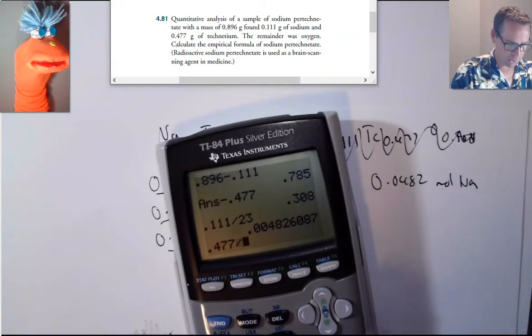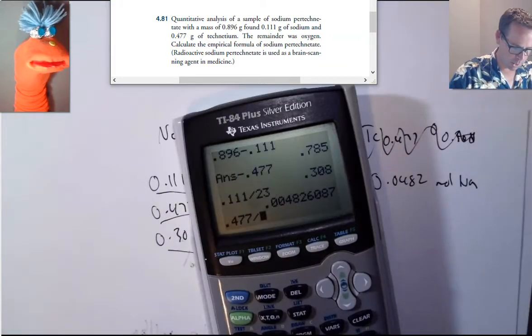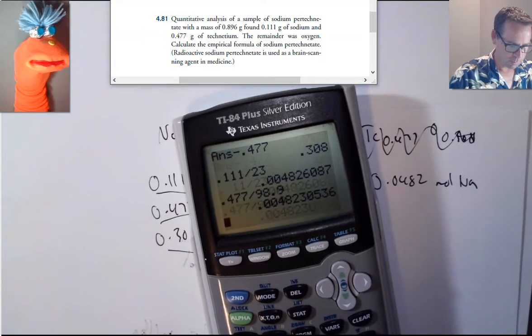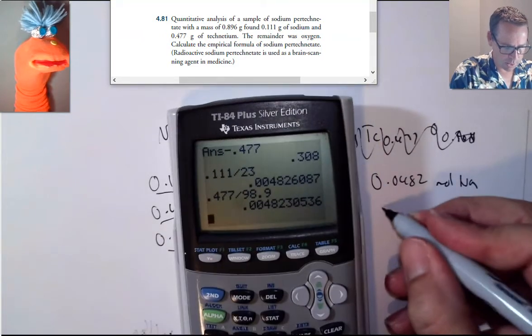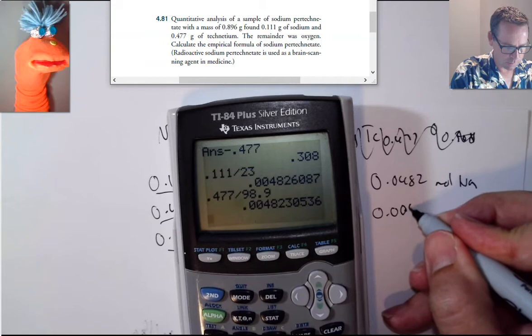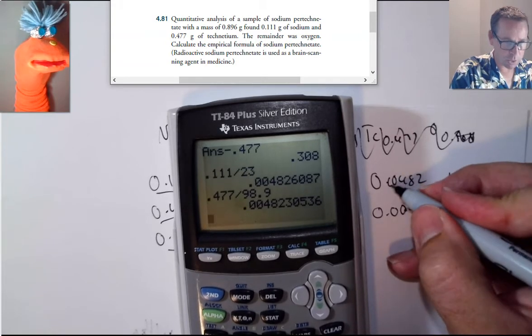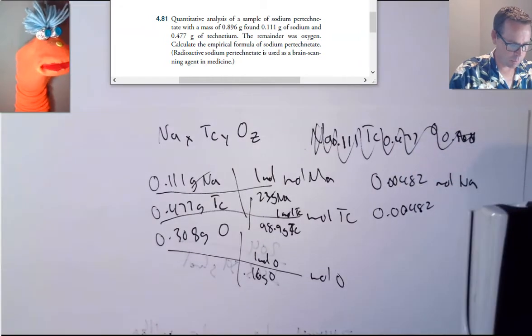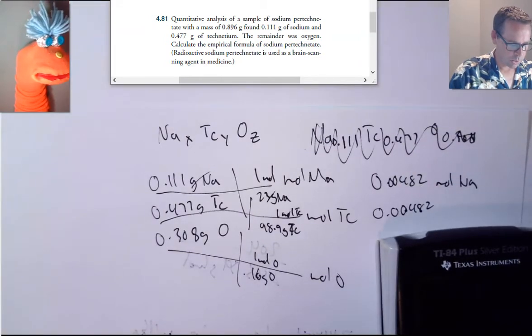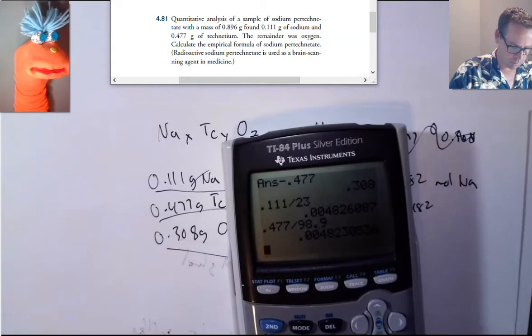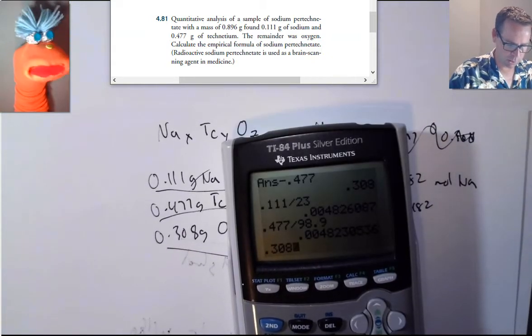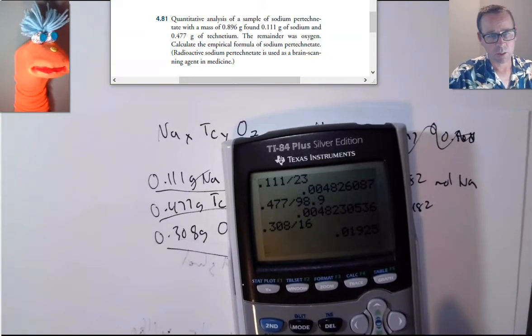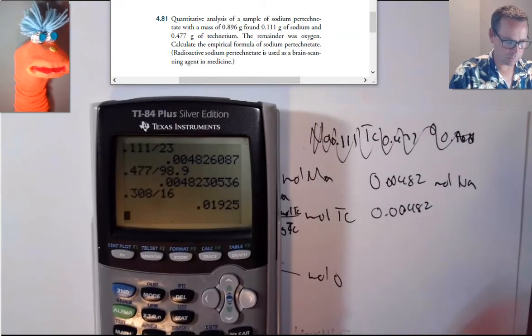0.477 divided by our 98.9. 0.00482. That's nice. Wait. Oh, I forgot a zero on that one there. So those are the same moles, or same molar ratio. And then the last one. 0.308 divided by 16. 0.01925.